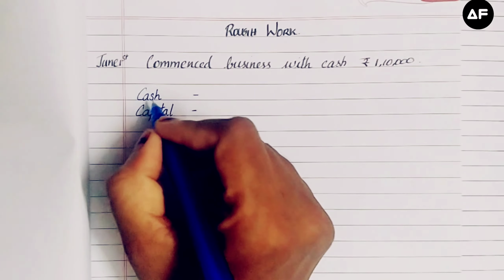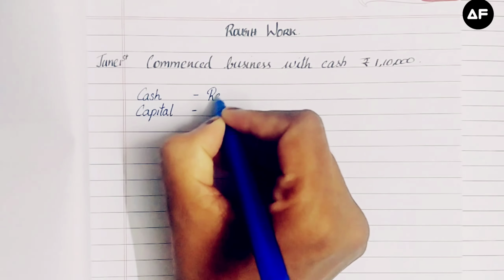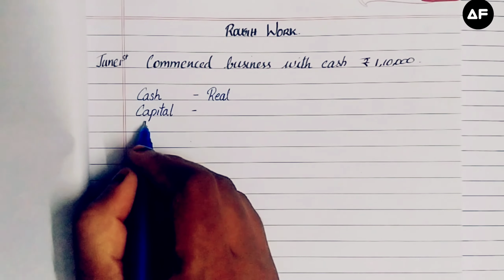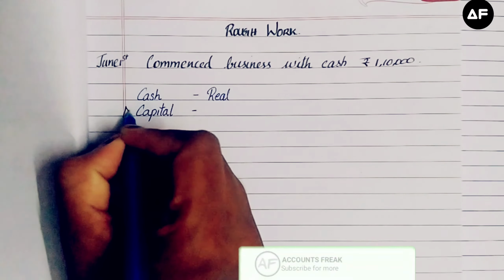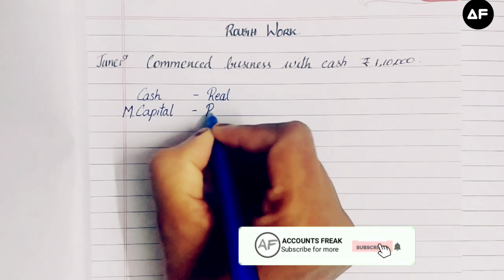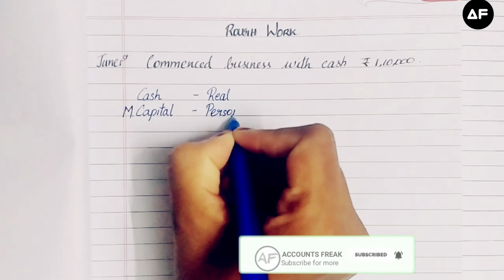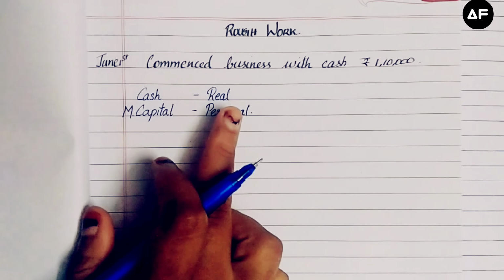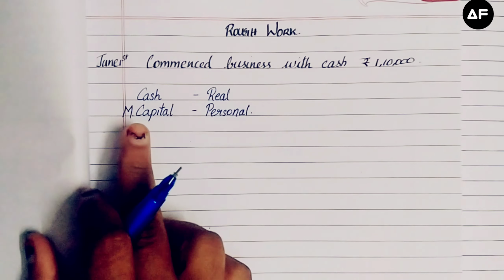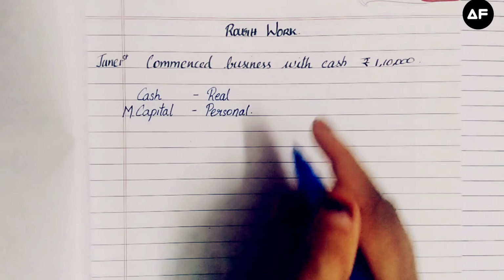If we take cash, cash is a real account. And when we consider capital, Mohit is the person who is giving the capital. Therefore, this is Mohit's capital, and it becomes a personal account. If we take cash, cash is a real account. And Mohit's capital is a personal account.